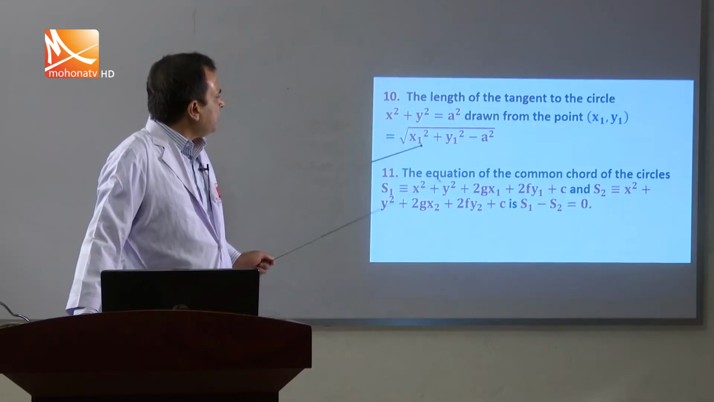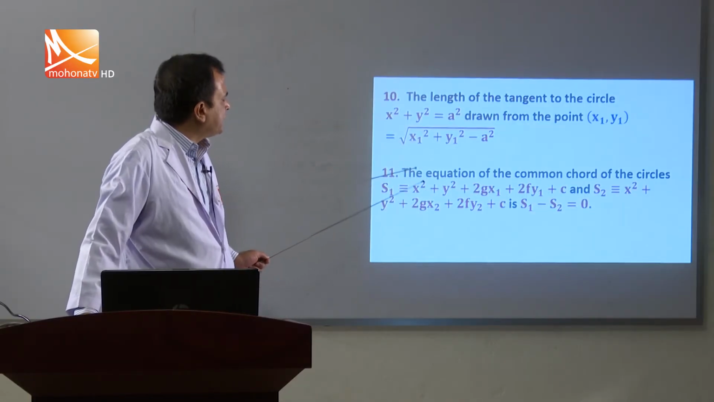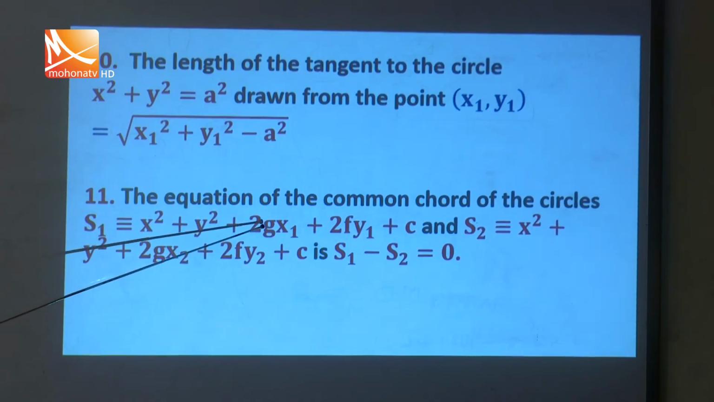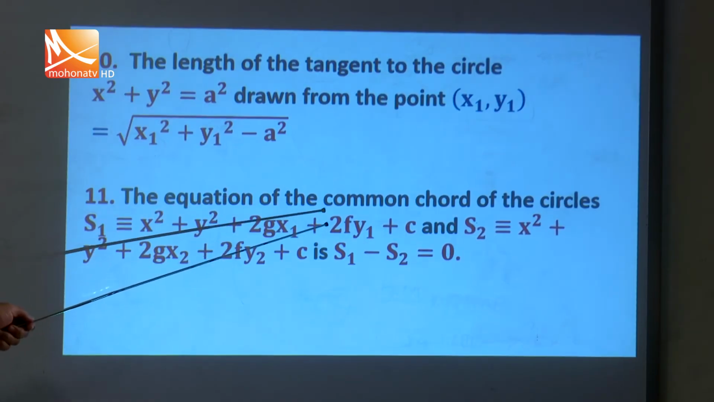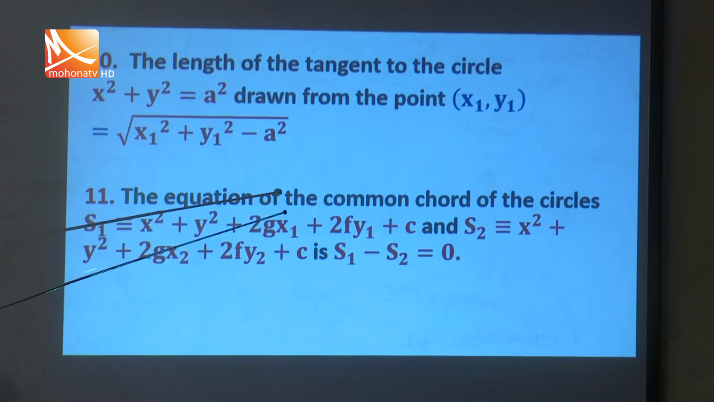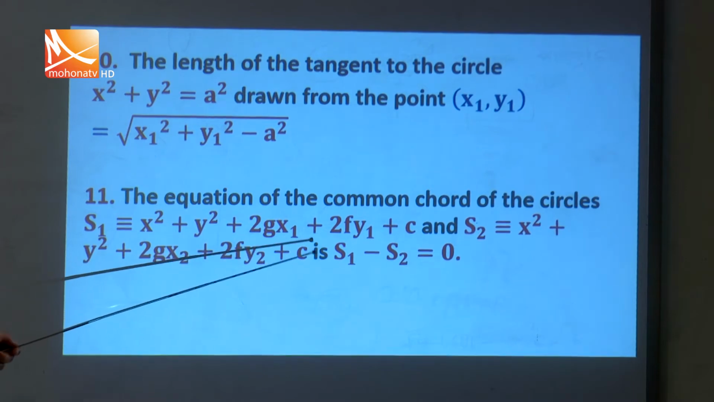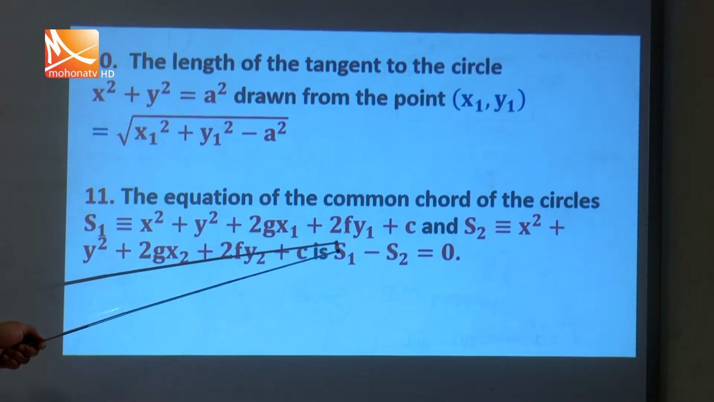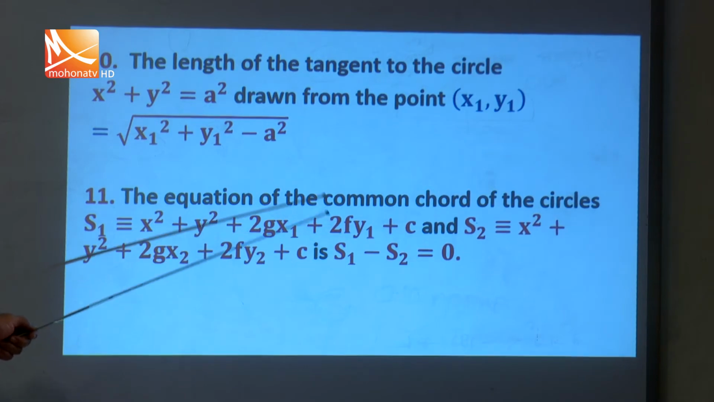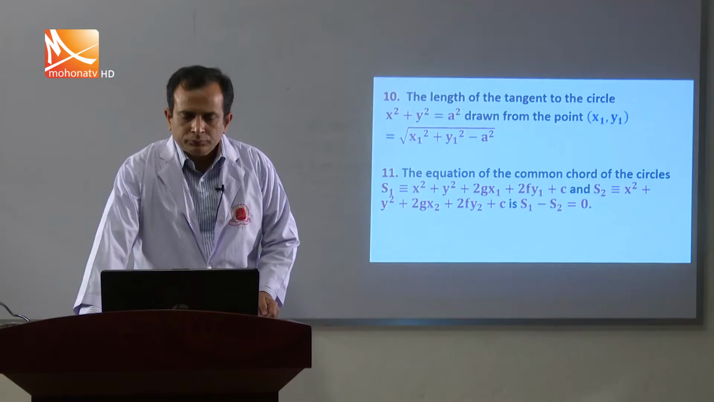Then the equation of the common chord of the circles S1, which is x square plus y square plus 2g1 x plus 2f1 y plus c1, and S2, which is x square plus y square plus 2g2 x plus 2f2 y plus c2, is S1 minus S2 equals 0. So the common chord of the circles S1 and S2 is S1 minus S2 equals 0. We must keep this in our mind. Next one.